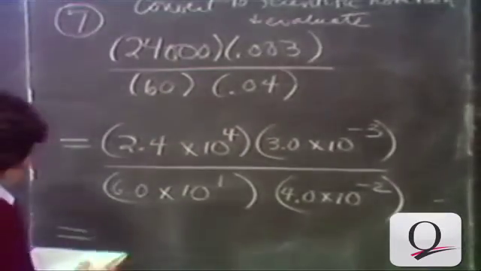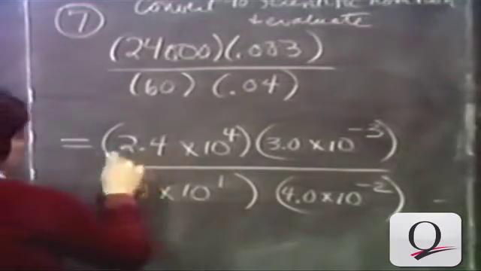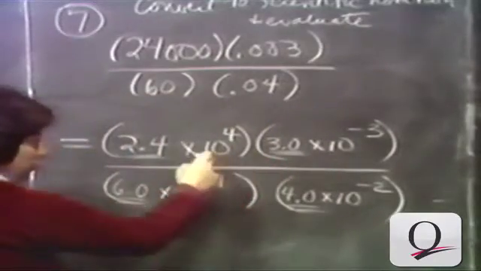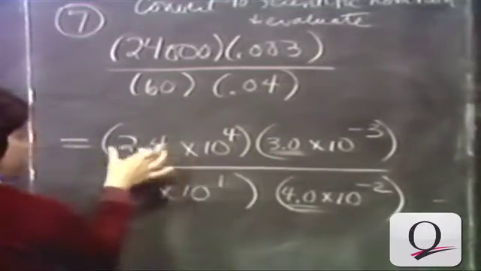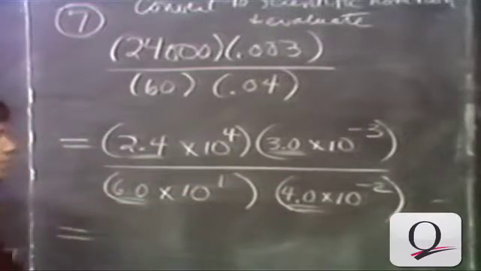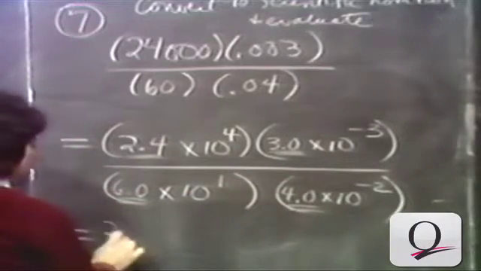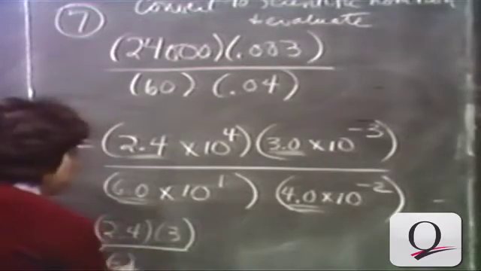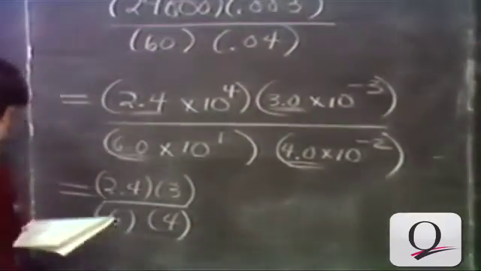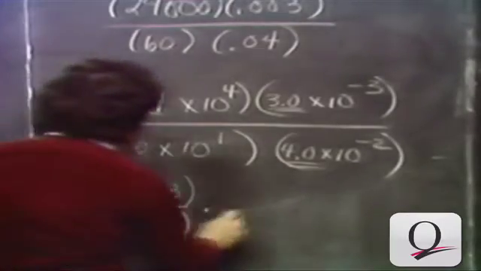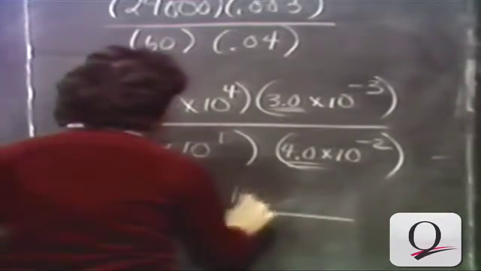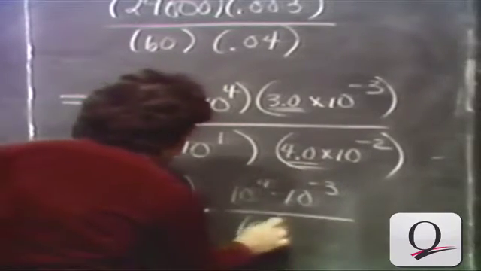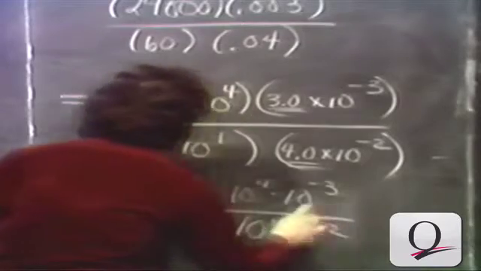Now what we do is we regroup so that the constants here, the numbers without the tens, are sort of together, and then we'll put the powers of 10 together. So what do we have? We have 2.4 times 3 over 6 times 4, times 10 to the 4th times 10 to the minus 3, over 10 to the 1 times 10 to the minus 2.